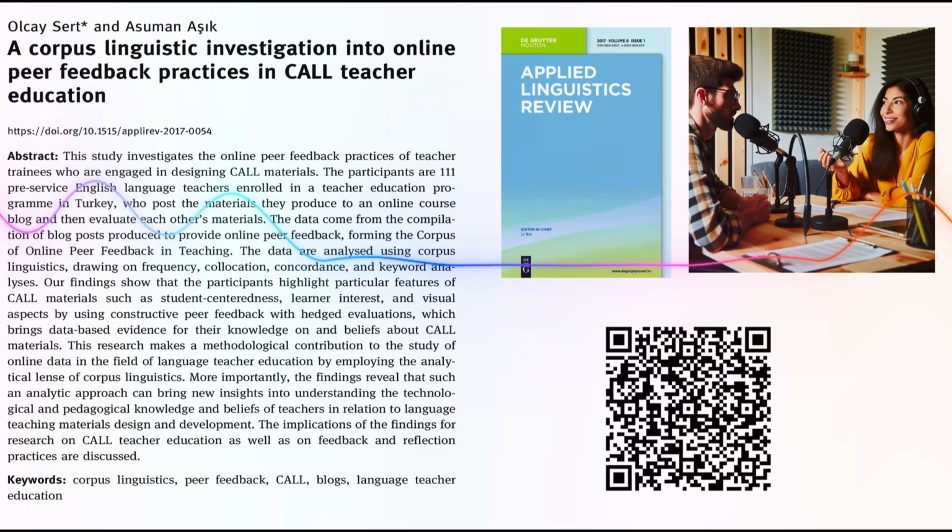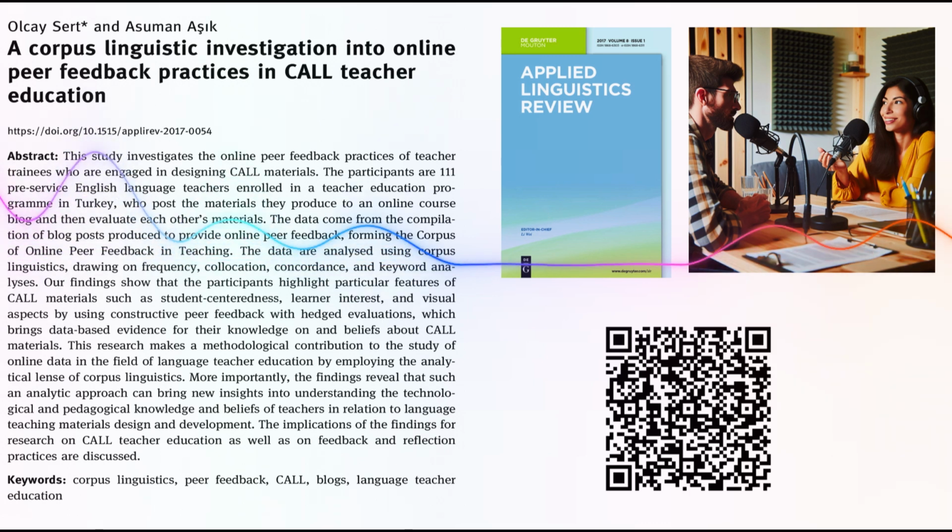Precisely. So our mission today really is to understand what these teacher trainees are actually focusing on when they review each other's techie teaching tools. What kind of feedback pops up? And what does that tell us about what they know or believe about using tech well in the classroom? And the approach here is pretty cool, isn't it?